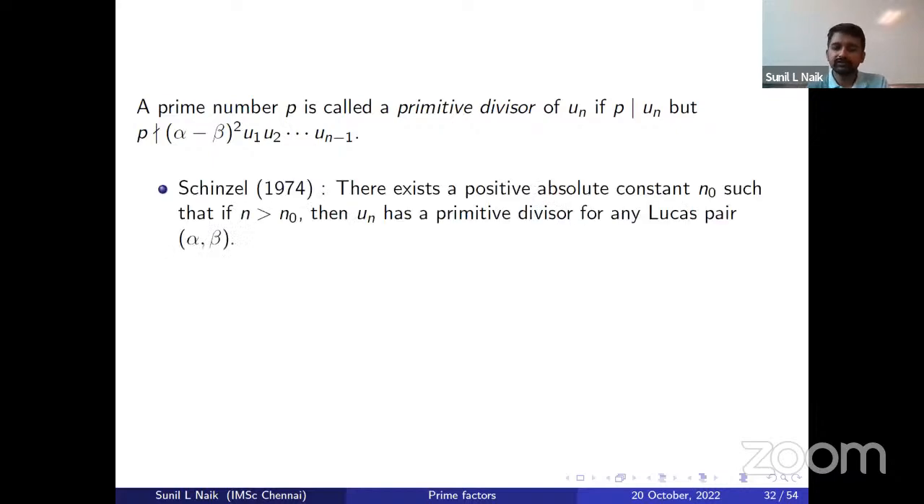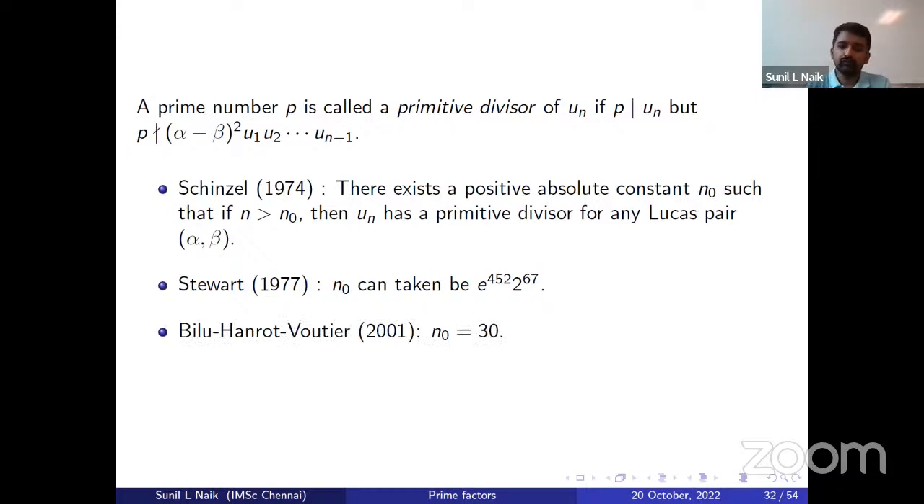In 1974, Schinzel proved that there exists an absolute constant N_0 which is positive, such that given any Lucas pair alpha, beta and any natural number n greater than N_0, U_n has a primitive divisor. This result was made explicit by Stewart, who showed that one can take N_0 to be e^452 times 2^67. The best possible result is due to Bilu, Hanrot, and Voutier. They proved that N_0 is precisely equal to 30.